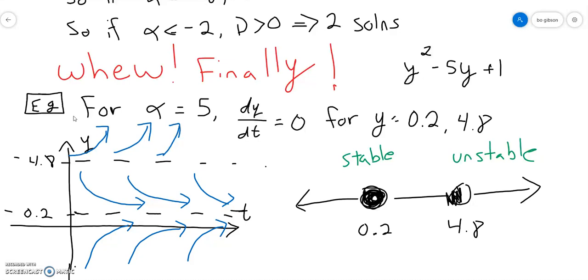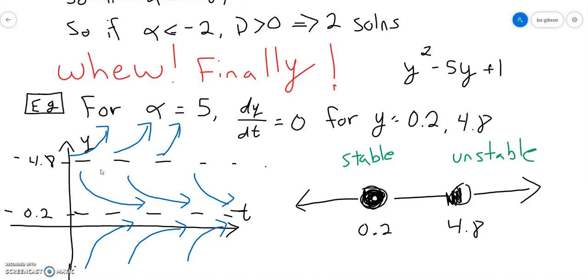But now let's look at the opposite side of 4.8. Like 5, a nice even number that I could test. If I put in 5 here, you'll see a positive value: 25 minus 25 plus 1, that's positive. So I get positive slopes, and all my flow is going to trend upwards.